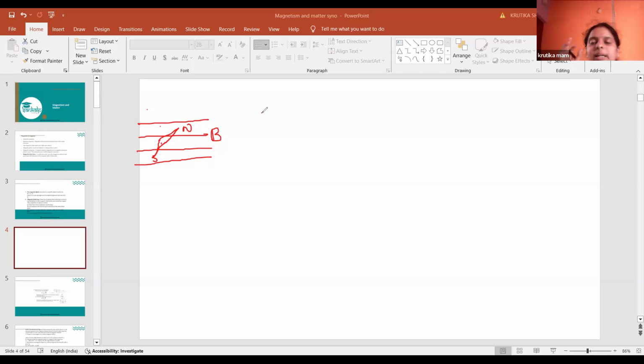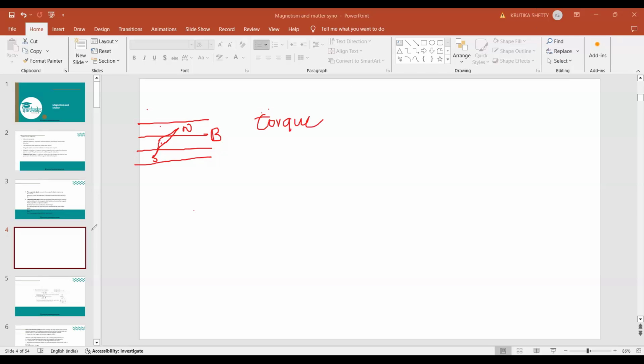As you know, when any dipole is placed in a magnetic or electric field, it will experience a torque, because two forces of equal magnitude but opposite direction are acting on it. Therefore, you can take the direct formula for the torque experienced by the dipole in a magnetic field. The torque is given by mB sin theta.